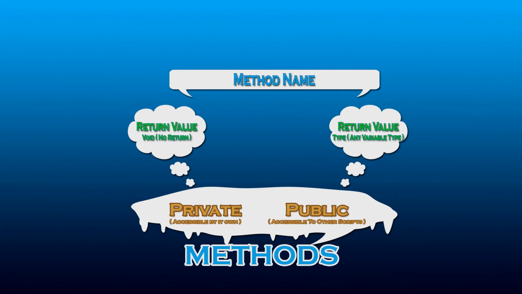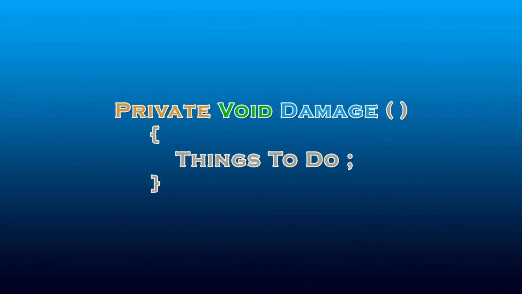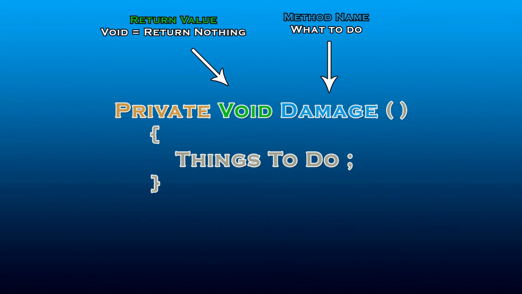So let's see the example. The first example is private void damage. The private is just for the script on its own. The void means it doesn't return anything, and damage is the method name. In the parentheses we give some parameters. In this case I don't put anything, it's not required.